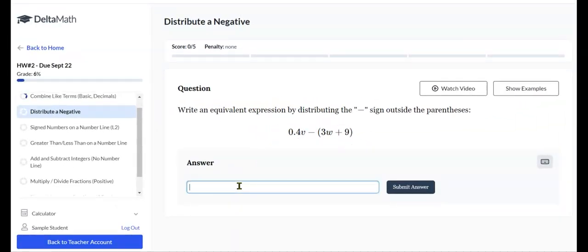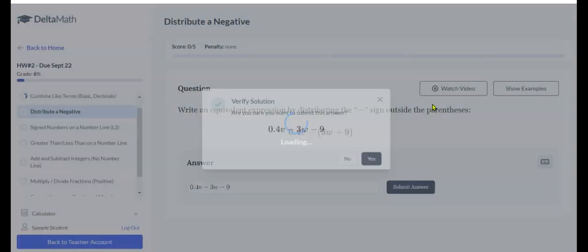All right, let's type that in here. Remember the first term stayed the same, 0.4v, but then we got a minus 3w and a minus 9 because all of the signs inside will change.